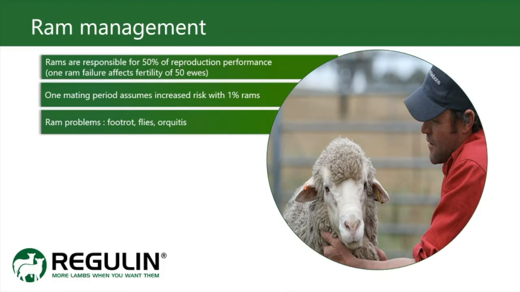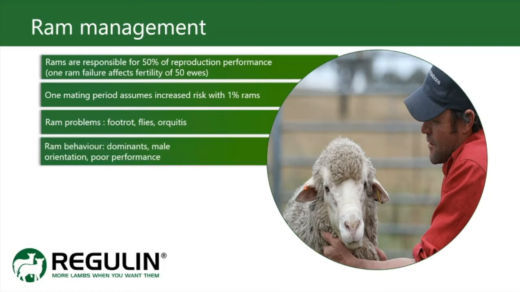You can't actually treat rams for anything: foot rot, fly. Epididymitis is just damage or inflammation of the reproductive tract. You have to prevent it. The reason that you can't treat it is because the moment you elevate the temperature of a ram, it has an impact on the semen values, and it takes 6 to 8 weeks to produce sperm, okay?